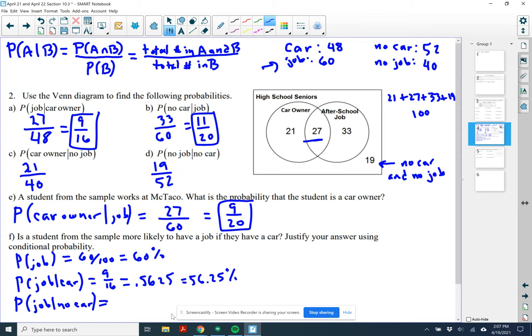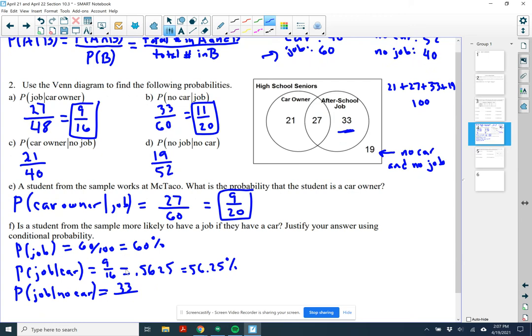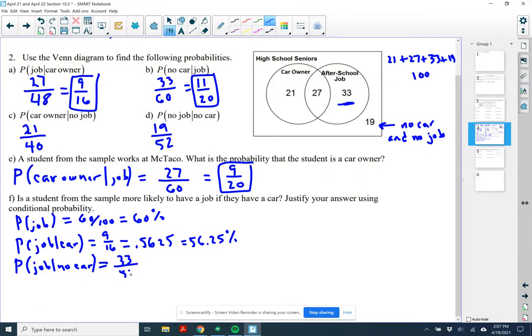That's going to be the number of seniors with a job and no car. Job and no car, that's 33. Number of seniors that have a job and no car, that's our 33 right here. And we're going to divide that by the total number of students that have no car. Well, that was 52, right? Total number of students with no car is 52. Again, I'm going to grab my calculator. I'm going to do 33 divided by 52.